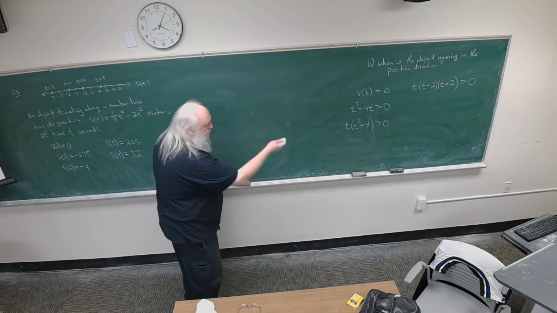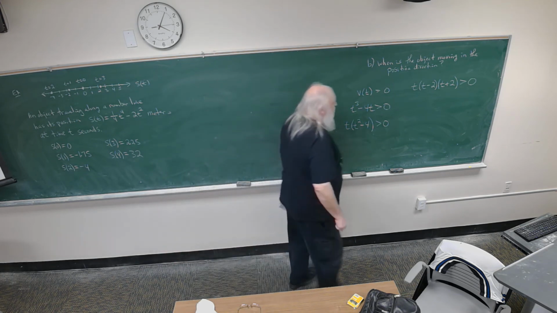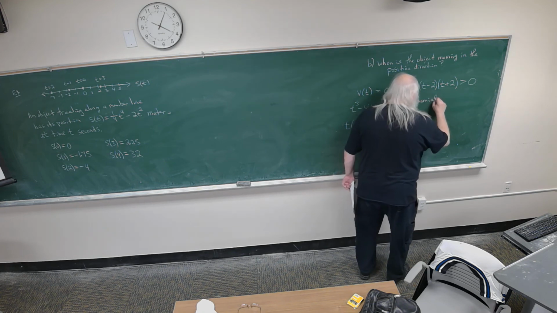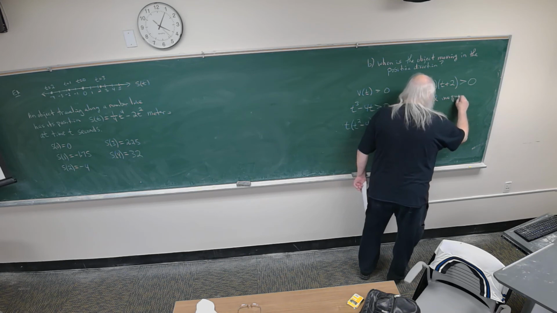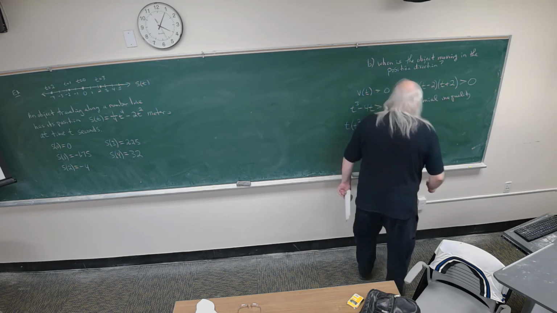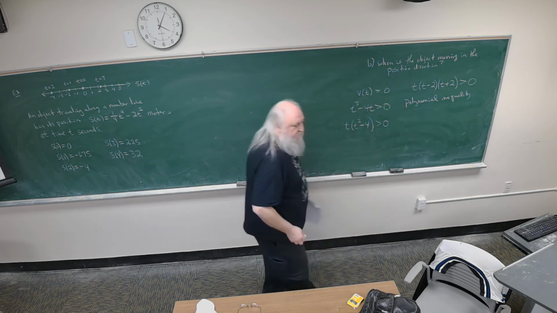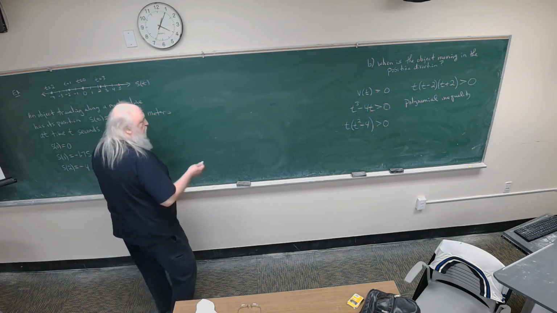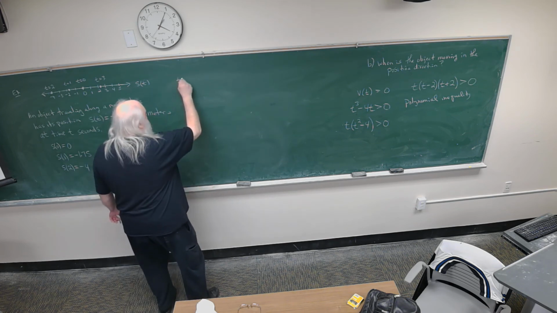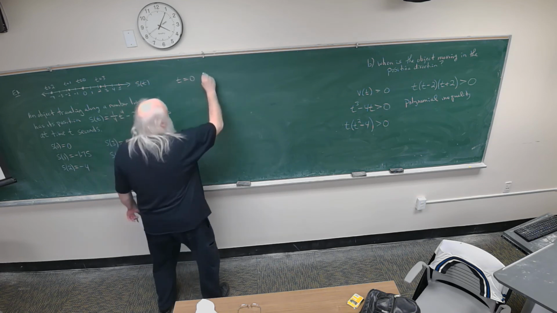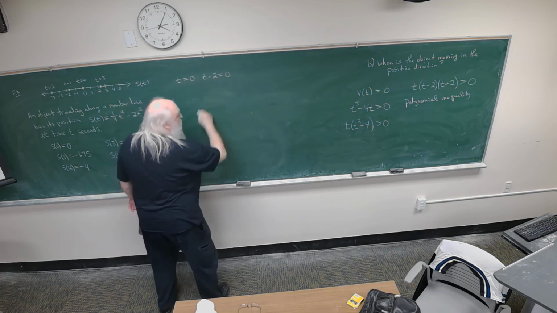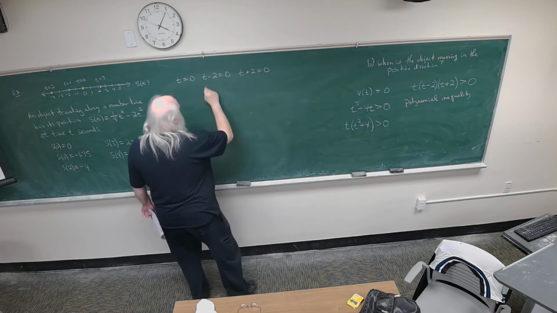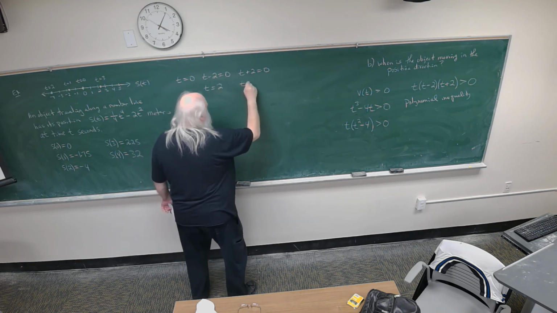So the first step is make sure you've got 0 on one side. Let me rewrite this. So this is a polynomial inequality. And you were right about the factoring. We needed to factor the left-hand side first, okay? The second step in solving this is to set each factor equal to 0. So we get t equals 0, t minus 2 equals 0, and t plus 2 equals 0. You solve each of these for t. You get t equals 2, t equals minus 2.